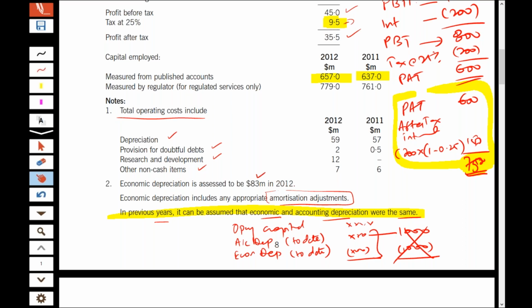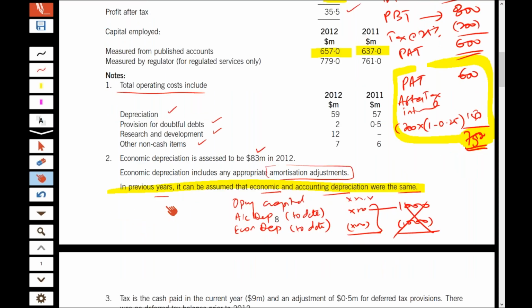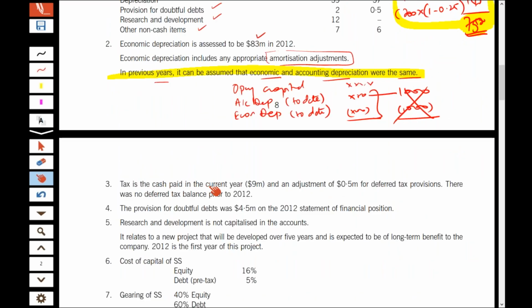Now let's discuss further. The next thing is, it says tax is the cash paid in the current year, 9 million, and an adjustment of 0.5 million for deferred tax. So we are not going to be considering the deferred tax. Why? The reason being, there is no point in considering the deferred tax because it's a non-cash item. It says there was no deferred tax balance prior to 2012.